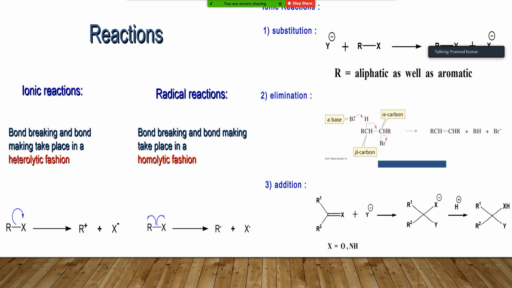This is present in your ionic reactions. A radical reaction is homolytic fission. This occurs by equal distribution of electrons. So if you see an R-X, both of them give a free radical.